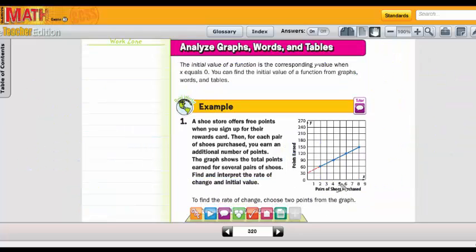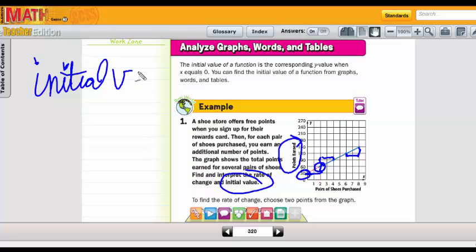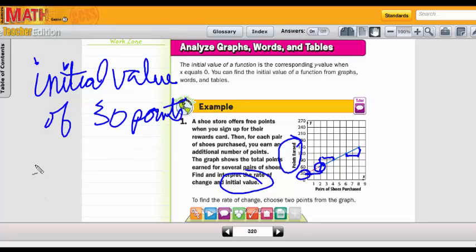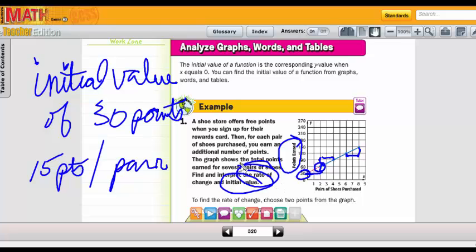And then the initial value. Taking a look at initial value, we can do the same thing we did. We recognize that this was a rise of 30 and a run of 2. So another way to look at this is from any given point. Let's say this point here, we could drop 30 and go left 2, and we would be at the next point. So if we start right here and we drop our 30 and then move left 2, we can see that we end up at the point where we have 30 points is our initial value. So we would have an initial value of 30 points, and we talked about that we had 15 points per pair was our rate of change.